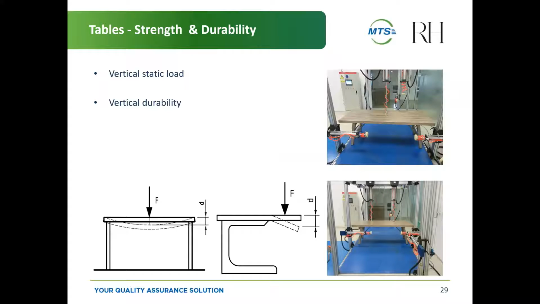Strength and durability continued, the vertical static load and vertical durability. You can see in the image, the deflection of the table is being shown. So here we're going to be using the cylinders to place weight. The first image, you're seeing it placed in the center to make sure that there's no problems with any breakage there. And then you also have the bottom picture, you've got two cylinders being used. So they're placing additional weight in two areas.